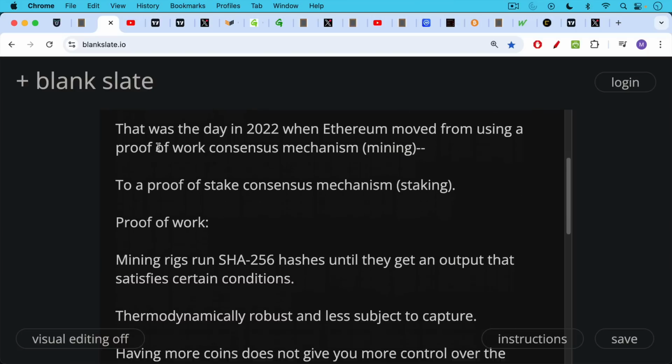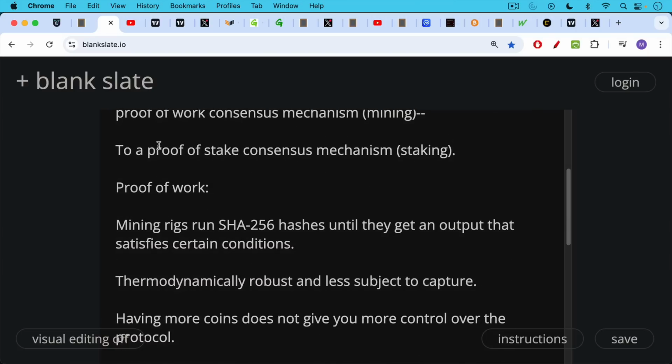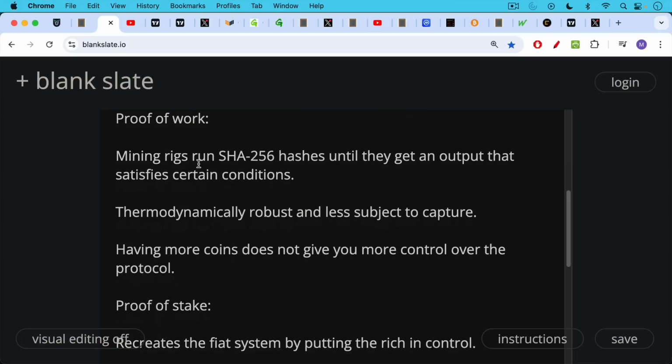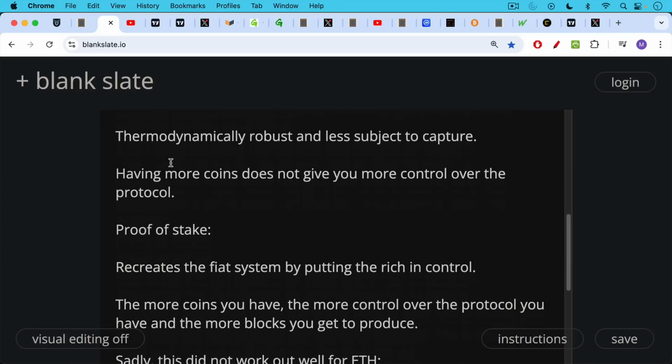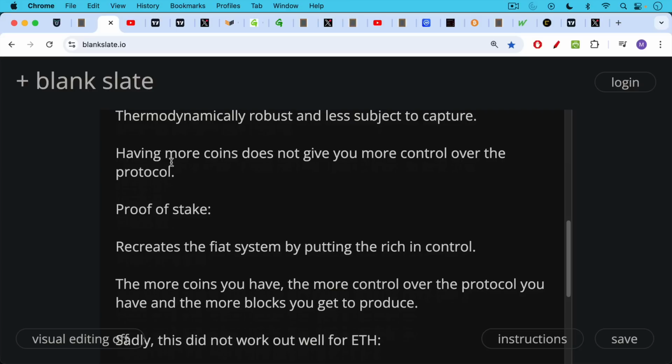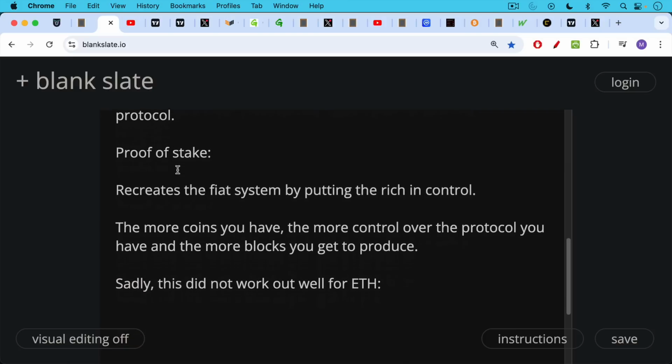Now, proof of work, as you probably already know, is when we have mining rigs running SHA-256 hashes until they get an output that satisfies certain conditions. Proof of work is thermodynamically robust and less subject to capture. Having more coins under proof of work does not give you more control over the protocol. Proof of stake really recreates the fiat system by putting the rich in control. The more coins you have, the more votes you have, the more control you have over the protocol, and the more blocks you get to produce.